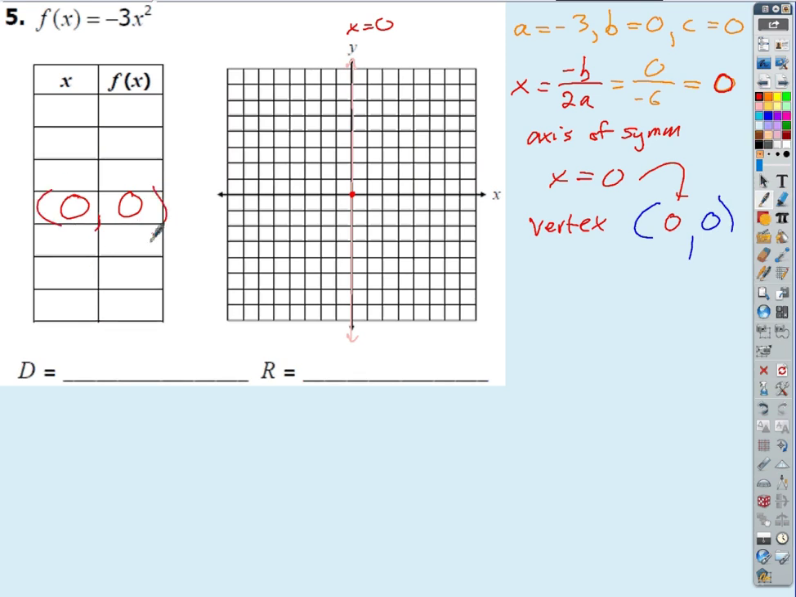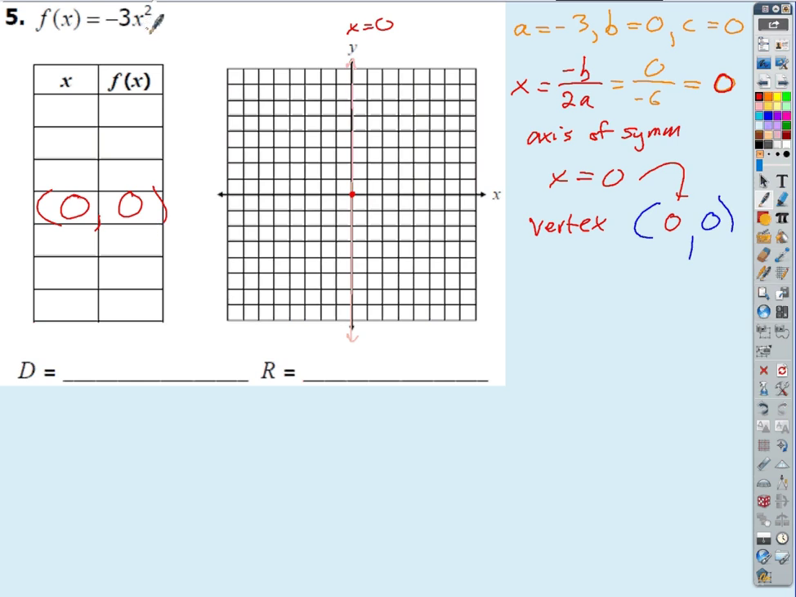So now to define the shape of this thing, we just need to pick a point or two on one side of that axis of symmetry, and then I can reflect those points over to get the other side for free. So how about a point like 10? Does that sound good? I could do that. If I plug 10 in, what am I going to get?